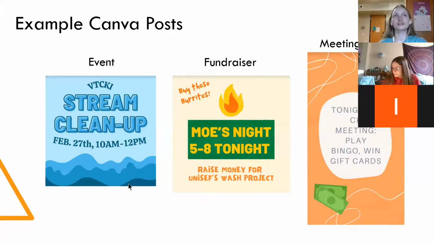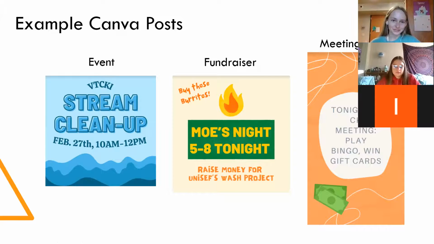So once you post these, I usually repeat all the information in the caption and also put a few more details in the caption. But you just want to make sure that these posts catch people's eye and are informational enough to where people understand what's going on. For our fundraiser, we had a Moe's night, as you can see. I put when it was, the day I posted this, the day of, so you know, you can post this earlier or whatever.